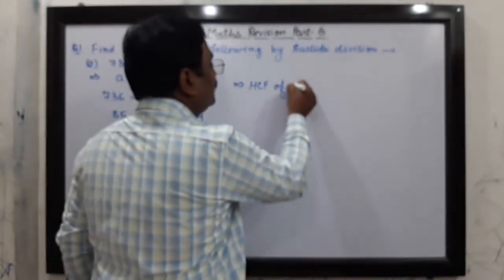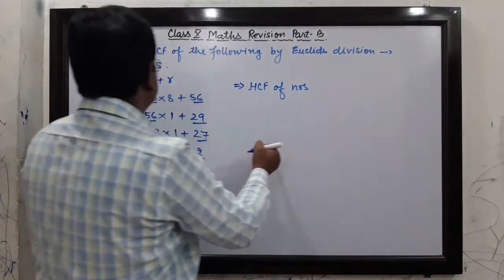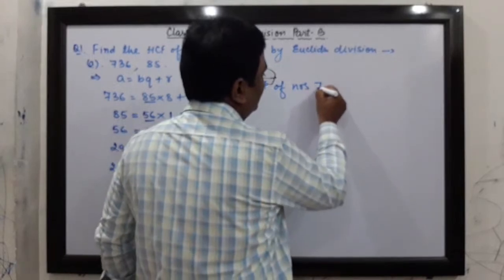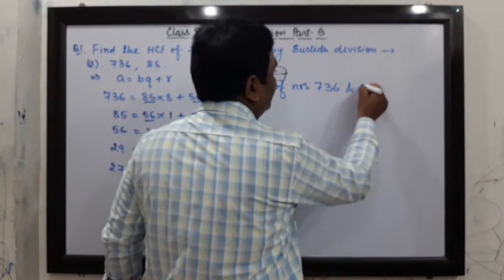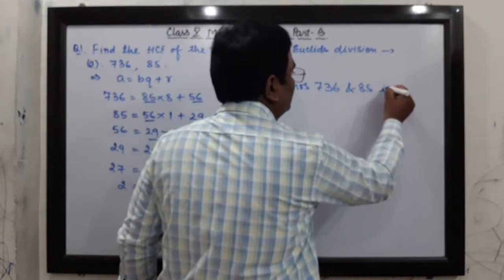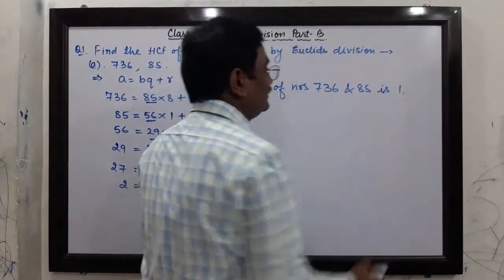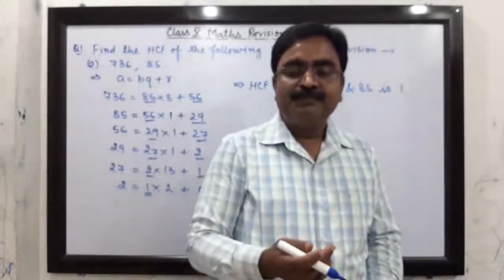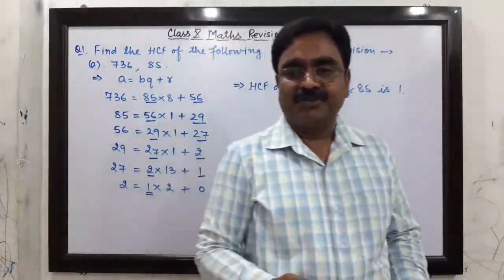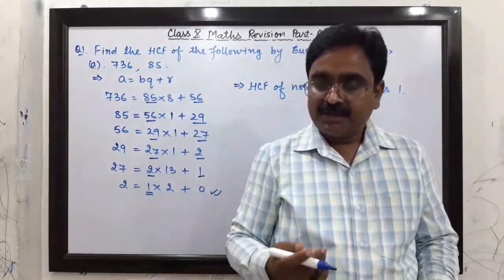HCF of the numbers 736 and 85 is 1. Right friends? Any problem? You can ask the question on my personal number, right?